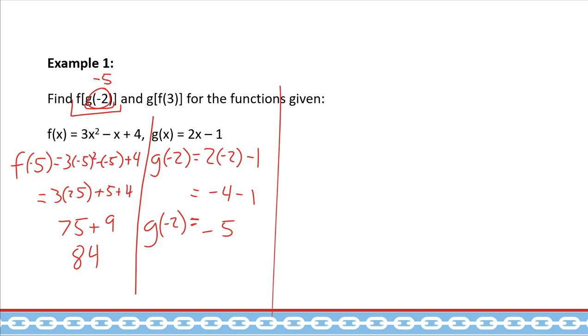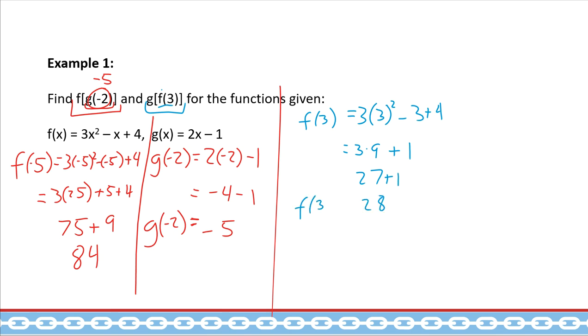The second one, g of f of 3. So working on this, I'm going to start here with the f of 3. So f of 3 is equal to 3 times 3 squared minus 3 plus 4. Anywhere I saw an x, I plugged in a 3. So 3 times 9 plus 1 essentially, -3 plus 4. So 27 plus 1 is 28. So f of 3 is equal to 28.